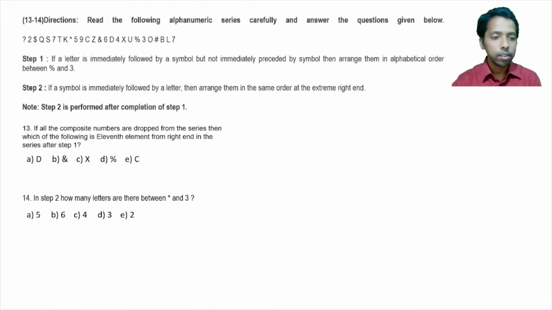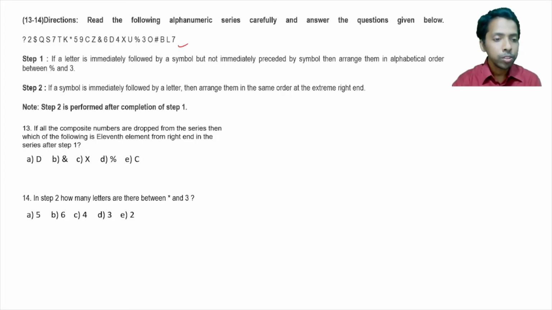This is the next set. This is a kind of new one. Just read it once. Read the following alphanumeric series carefully and answer the questions given below. This is the series here, the alphanumeric series. Step 2 is performed after completion of step 1, and then there are 2 questions.